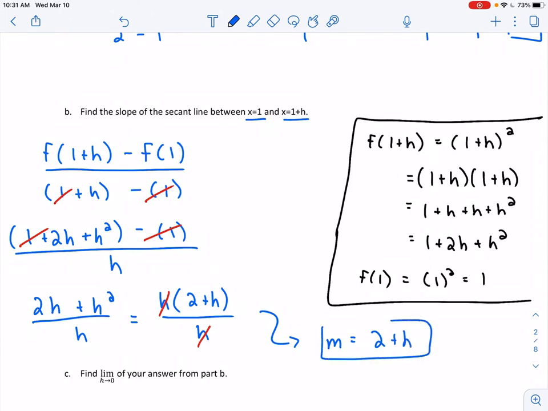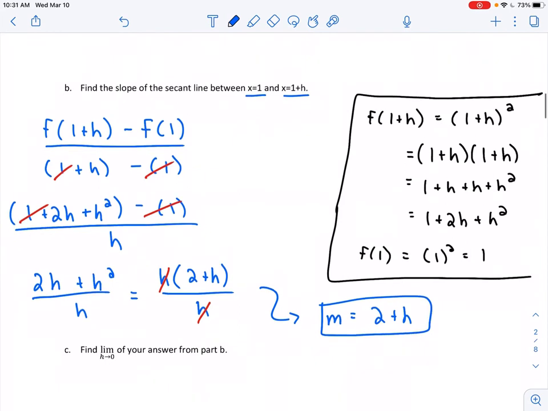And what this allows me to do again is to choose how close this second point is. If I want to use 0.001, I would use h equals 0.001, and then I could plug that into this equation to find the slope of the secant line. It's actually quite helpful for us in this problem. So I've got the slope of the secant line between x equals 1 and x equals 1 plus h.